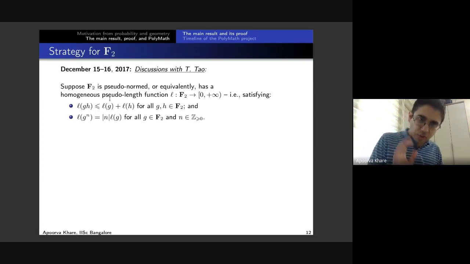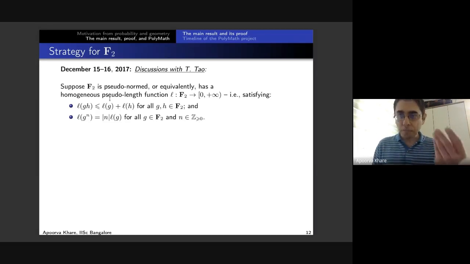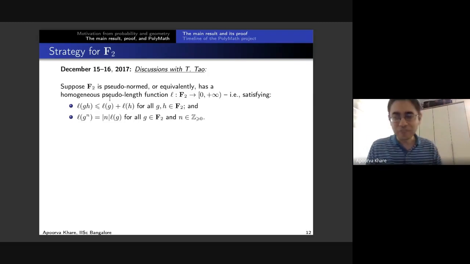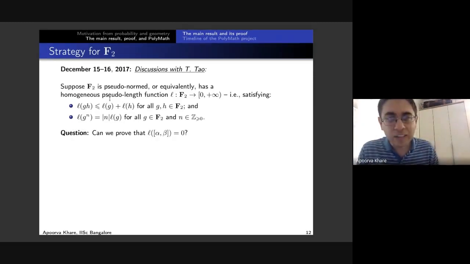So even stronger, the theorem that we prove in our paper is stronger than the one I stated. I don't need to use right invariance. I don't need to use length being a positive number for G not equal to 1. And I don't need to use length of G equals length of G inverse. None of that is needed. And yet we can work, and we can do even more general, but I will say that at the end of the talk. Maybe let's see. I will really need a few more minutes here. So can we prove that the length of alpha beta is 0?